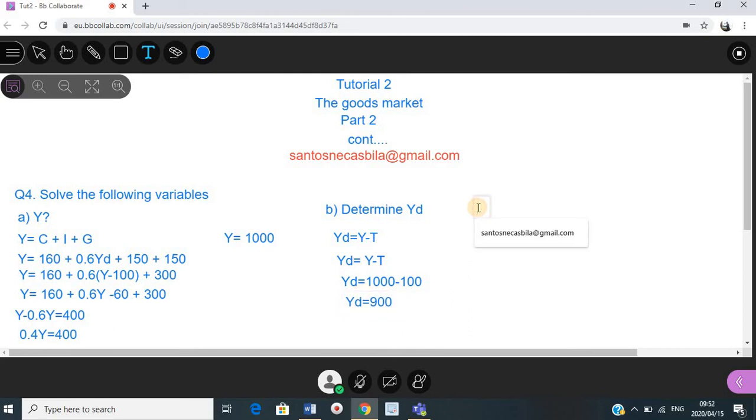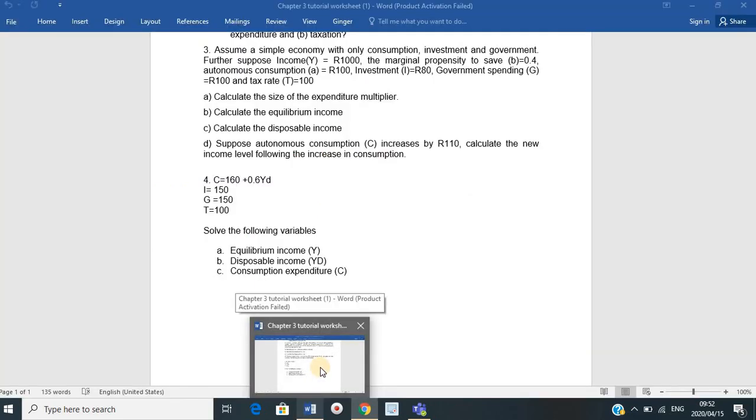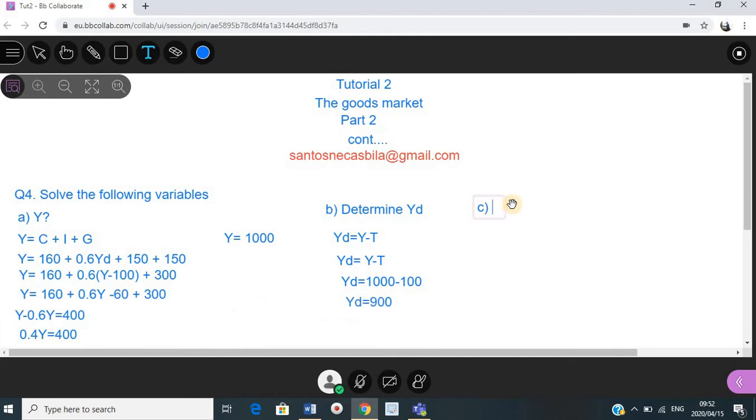All right. C says determine the, in this case, let me just confirm. Very good. Consumption expenditure. All right. This is the total consumption. Determine consumption expenditure.